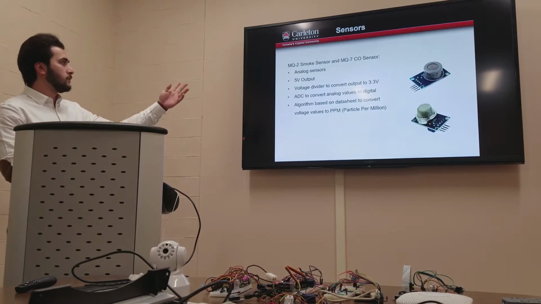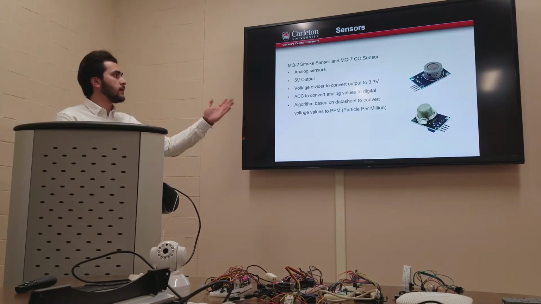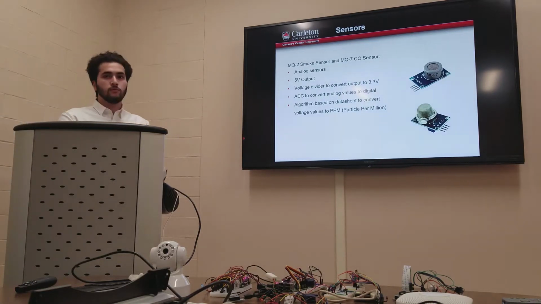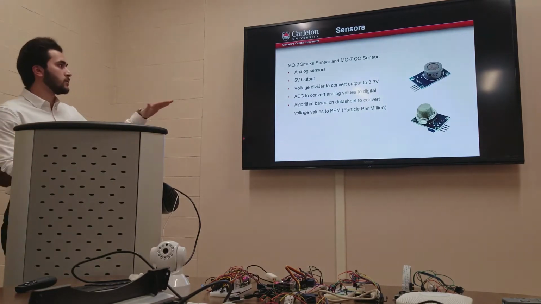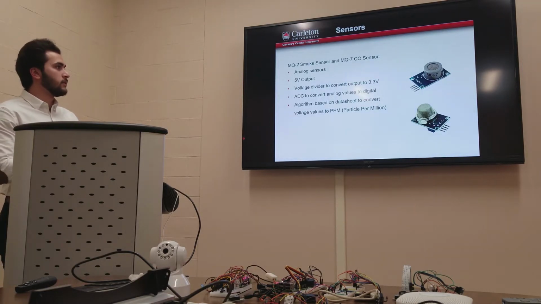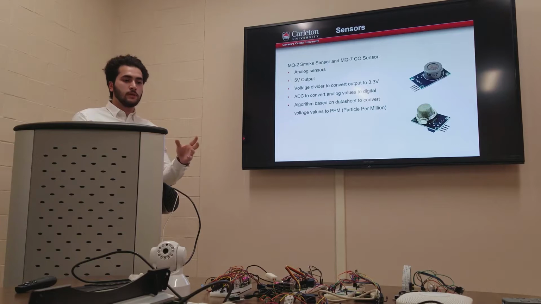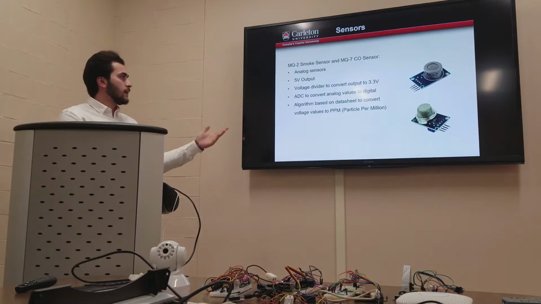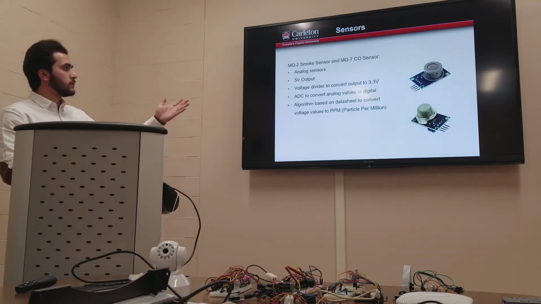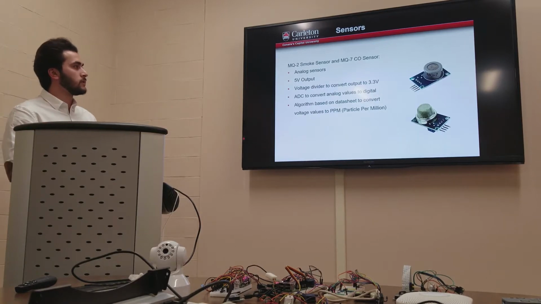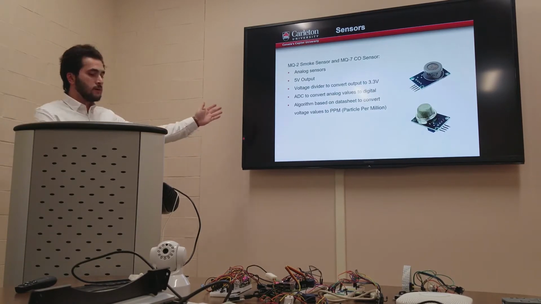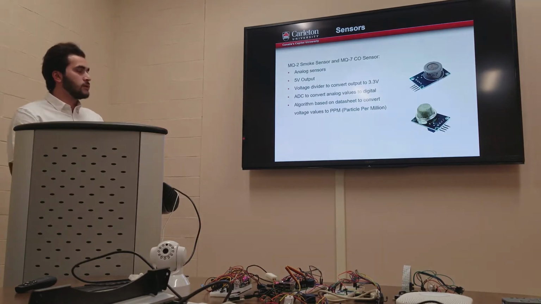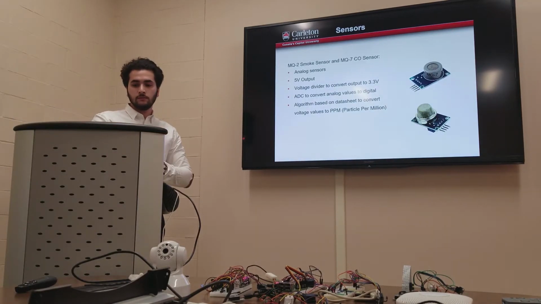So here we have the MQ2 smoke sensor and the MQ7 CO sensor. They're both analog and they give an output voltage of 5 volts, but we had to drop that to 3.3 volts using a voltage divider because the Raspberry board doesn't support anything higher than 3.3 volts. And we added an ADC converter to convert the analog values to digital values, based on the algorithm in the datasheet to convert from voltage values to ppm, which is parts per million.